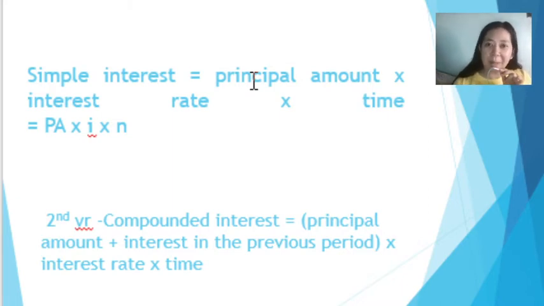So to solve the compounded interest, that is the principal amount, as mentioned earlier, plus the interest in the previous period, and the sum of this will be multiplied by the interest rate and the period of time. This concept will be applied under the future value concept.